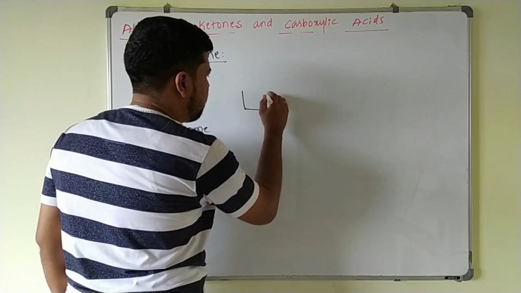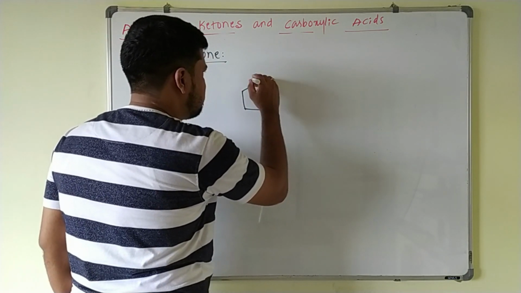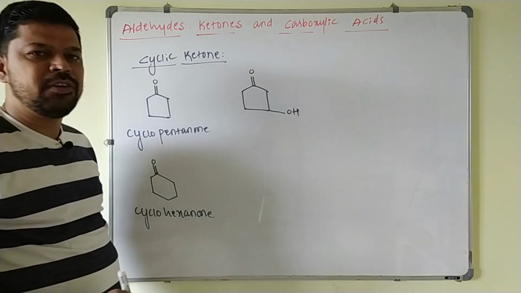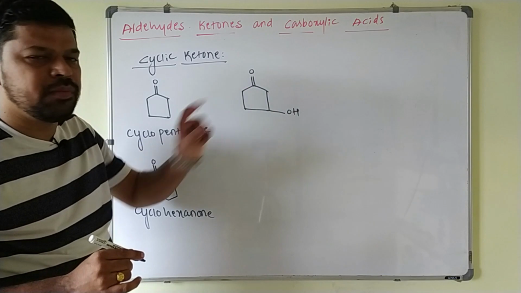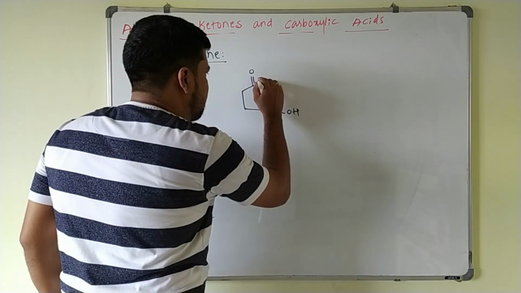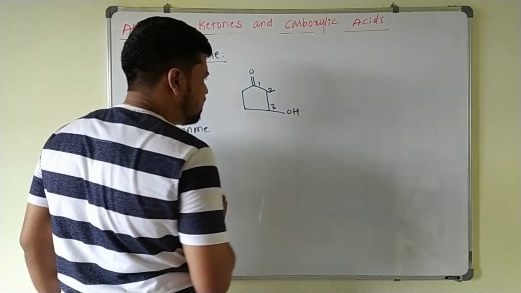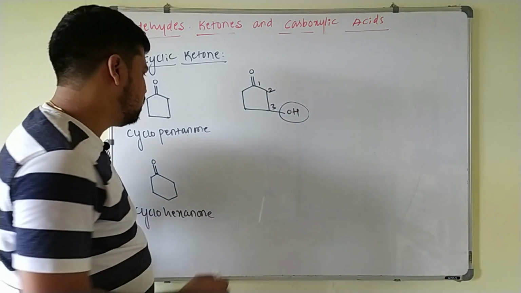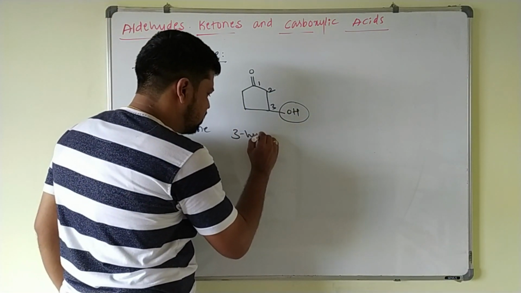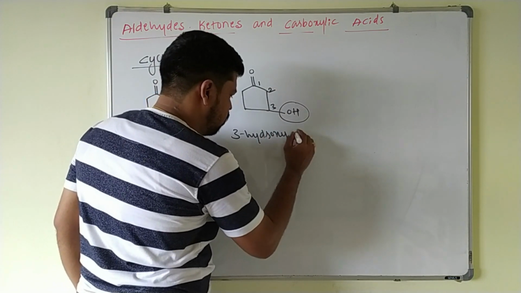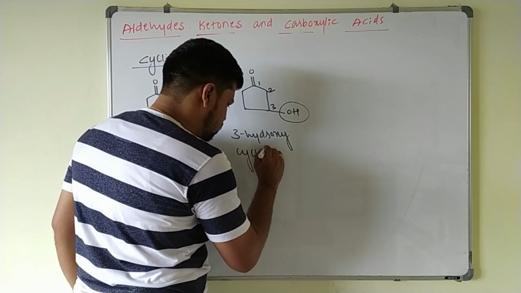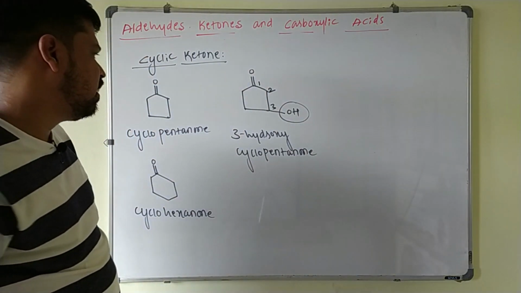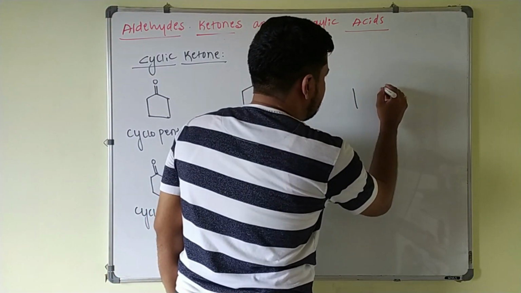For example, if I take a 5-membered ring, and this is your ketonic group, and one substituent is present here. In case of cyclic ketone, numbering is always done from the carbonyl carbon. The carbonyl carbon is numbered 1, next 2, and this is 3. So the name of this compound becomes what? This is the substituent, 3-hydroxycyclopentanone.